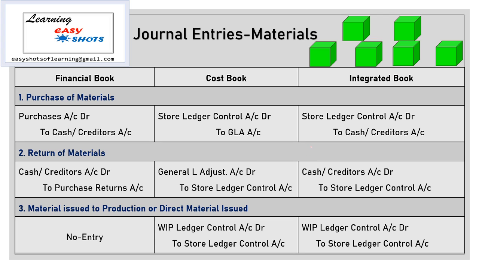So first we take all the entries that are related to material. Here we take all three books so that you can differentiate between the general entries in these three books. So our first transaction is purchase of material.